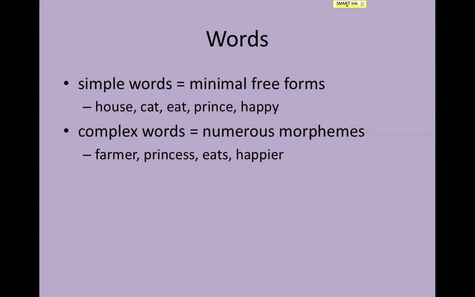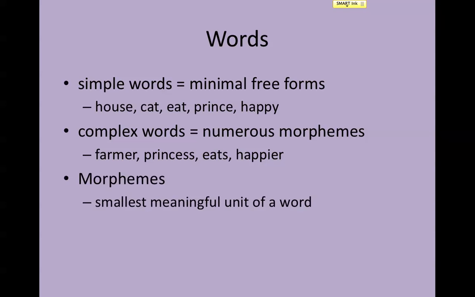Then you have eats. Eat is a free lexical morpheme, and then the s is its own morpheme, the s at the end, which is a bound grammatical inflectional morpheme, which signifies the third person singular. Happier: happy is one free lexical morpheme, and then the -er at the end would be another derivational morpheme, which expresses comparative. So for example, I'm happier than you. So the -er does have meaning.